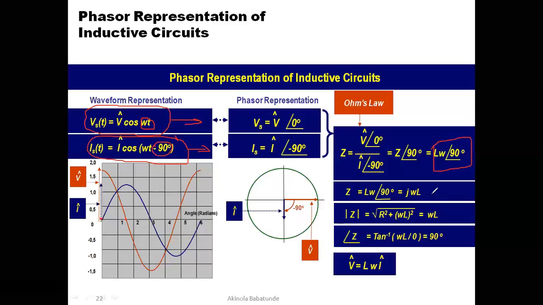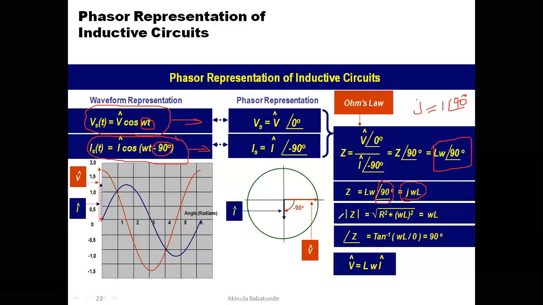Why is it JWL? Don't forget, we said right from the beginning that J is always equal to 1 by definition with a phase angle of 90 degrees. This is our J. So here you just put LW here, and then this whole thing will be equal to J, and that's how J appeared in this particular expression.